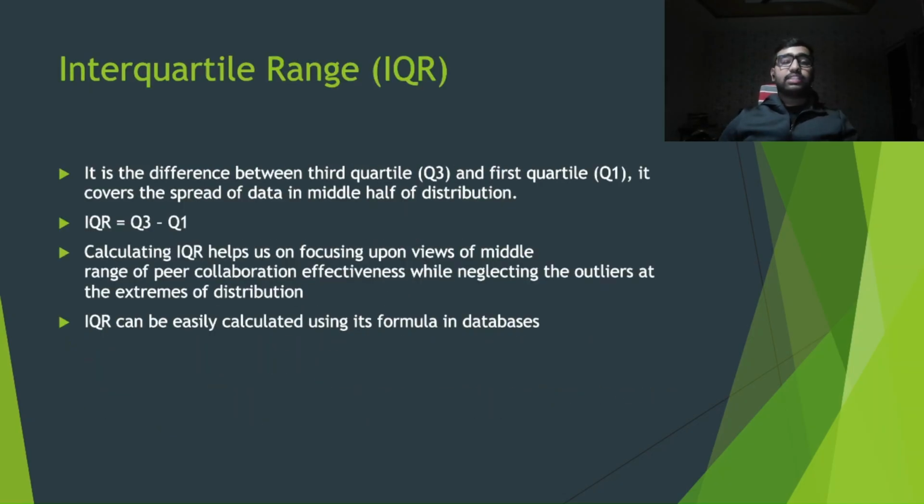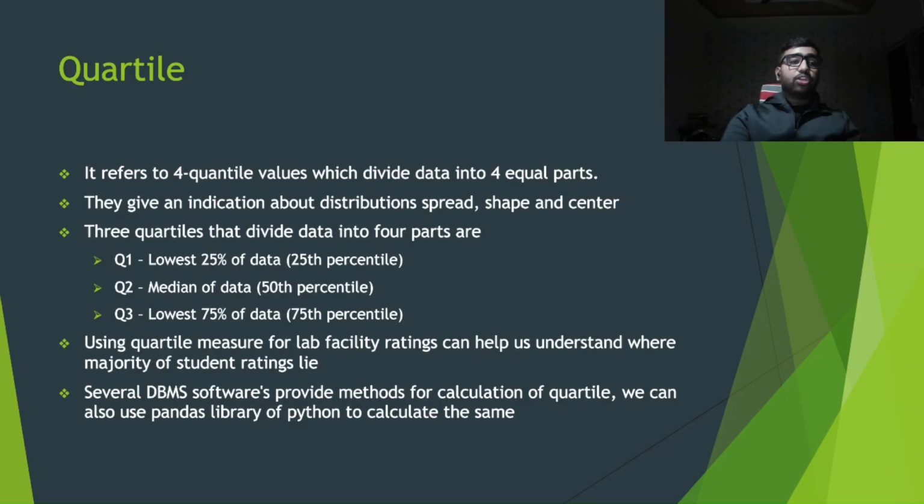The third statistical measure is interquartile range. It is the difference between the third quartile and the first quartile. It covers the spread of data in the middle half of the distribution. So as we have discussed in the previous slide, the first quartile and third quartile are basically the lowest 25% of data and lowest 75% of data. When we take the difference of these two values, we would get the middle 50% of data, because 75% minus 25% leaves us with the middle 50% portion of our data.